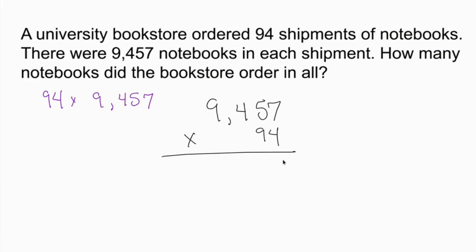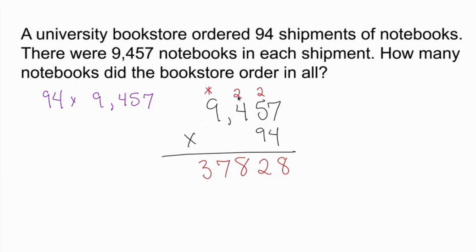So 4 times 7 is 28. Write out 8, carry over a 2. 4 times 5 is 20. 20 plus 2 is 22, the Taylor Swift special. So write out your 2, carry over a 2. 4 times 4 is 16. 16 plus 2 is 18. Write out your 8, carry over a 1. 4 times 9 is 36. 36 plus 1 is 37. And since that's our last number in the row, we're going to write out all of 37.